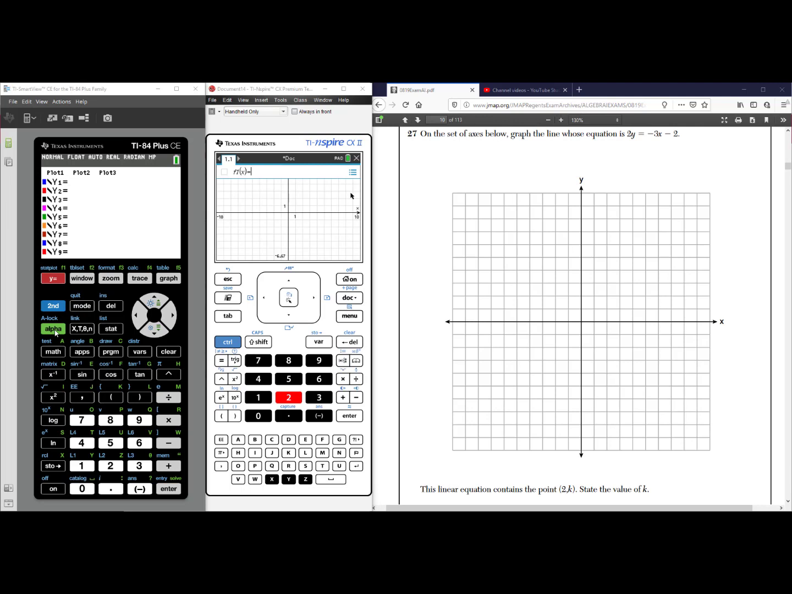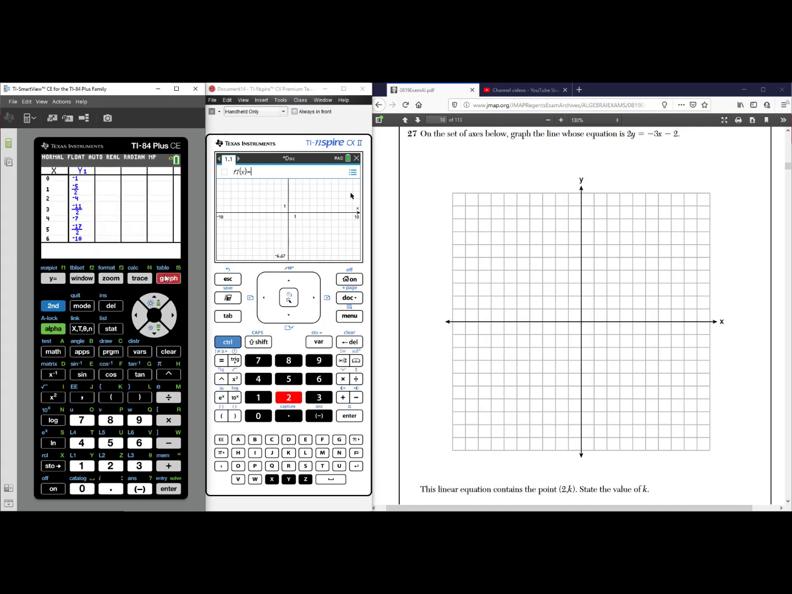Question 27. We need to get the y by itself for the TI-84 Plus by dividing both sides by 2, leaving us with the fraction. Alpha y equals will get our fraction template. -3x minus 2 in the numerator, 2 is in our denominator. When we press graph, we can visualize the equation.